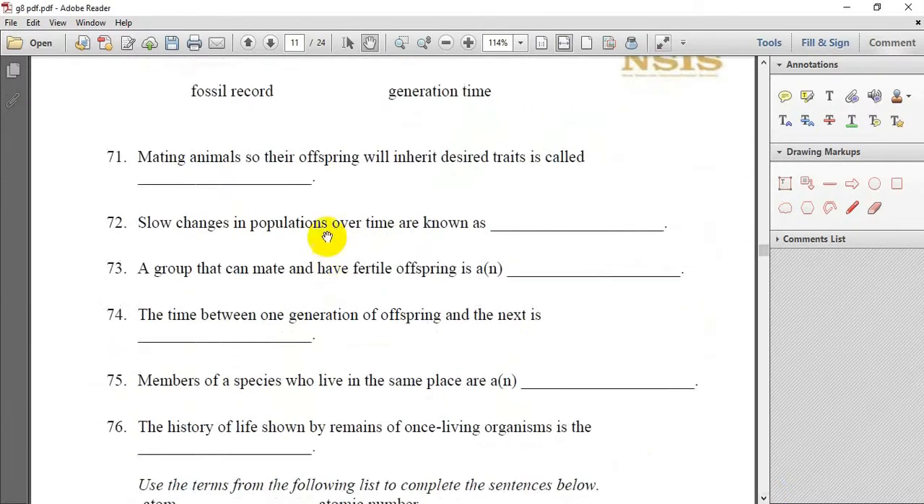Mating animals so their offspring will inherit desired traits. Mating animals by people, this is called selective breeding. 72. Slow changes in populations over time are known as the slowly changes in population. This is called evolution.